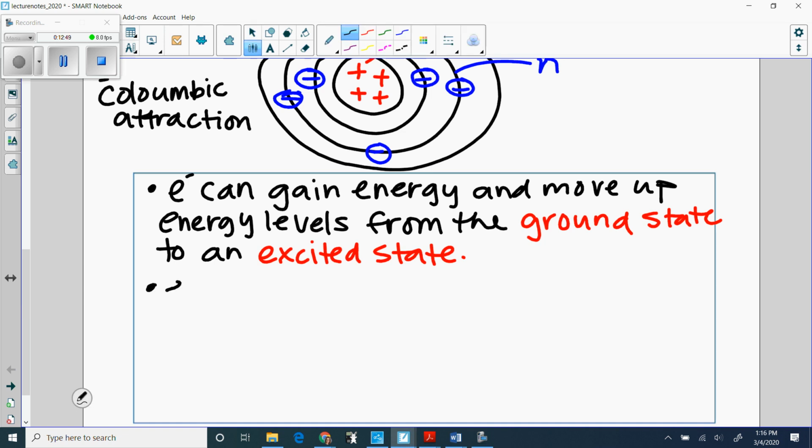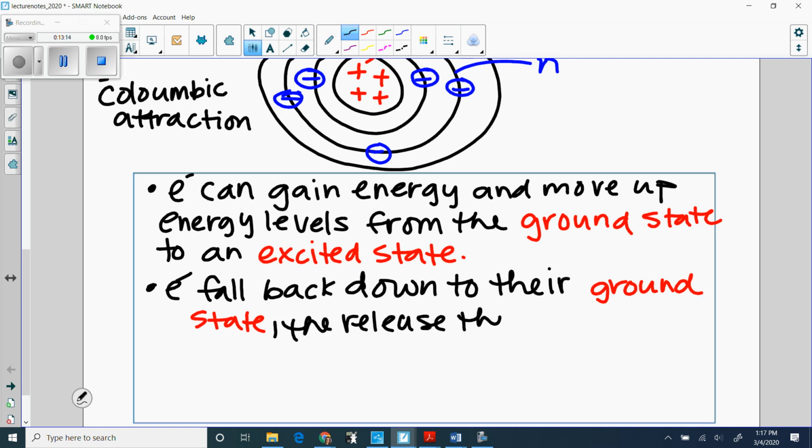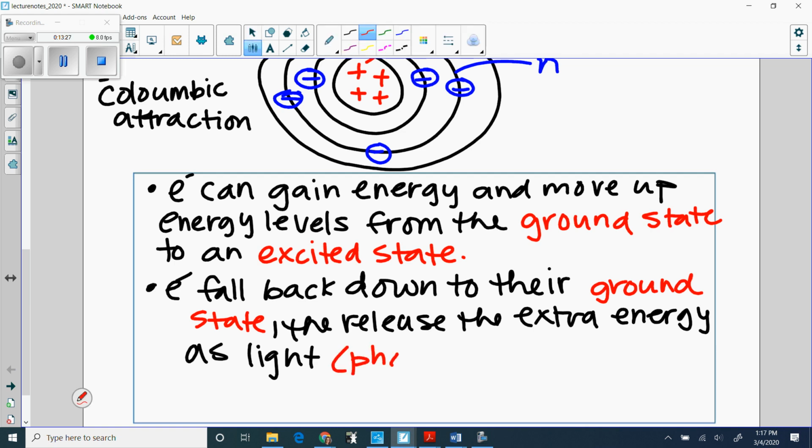When they fall back down to their ground state, vocab, they release the extra energy as light. Vocab, we call those photons.